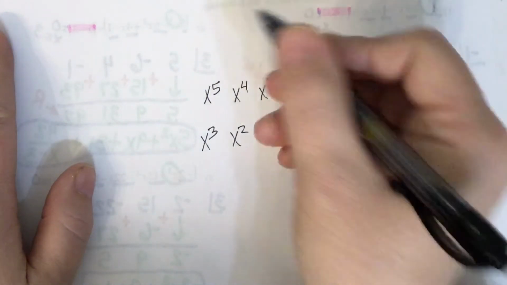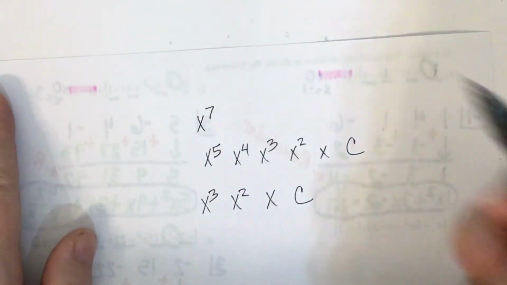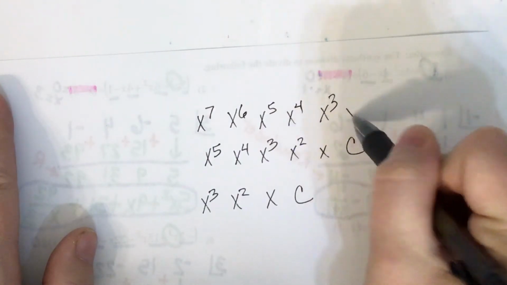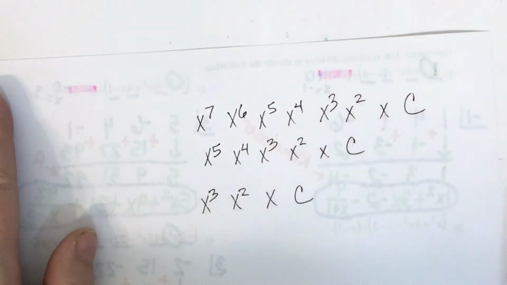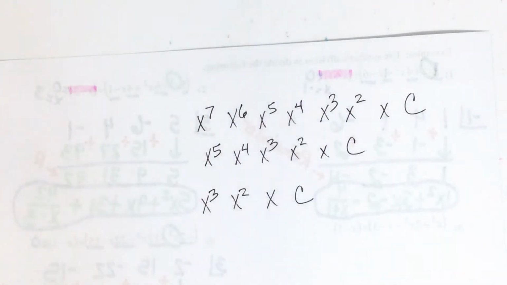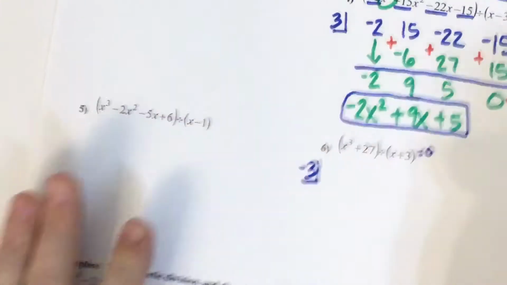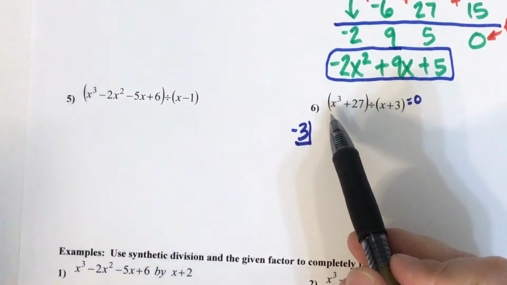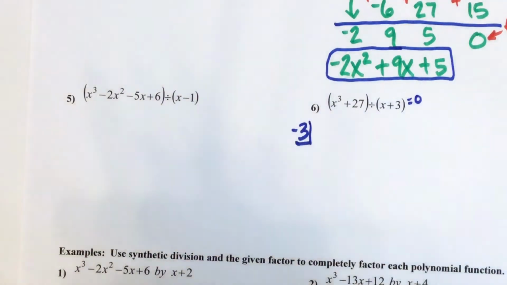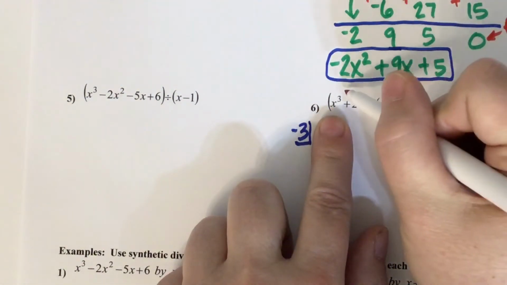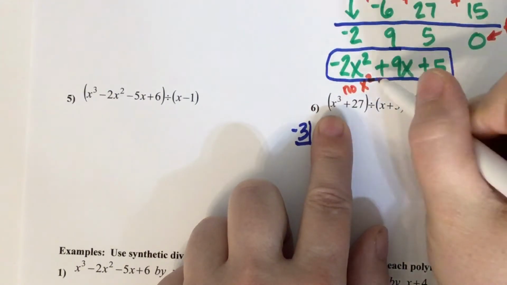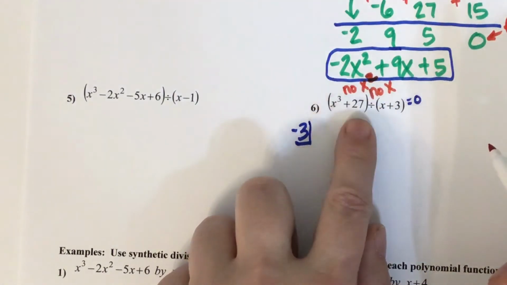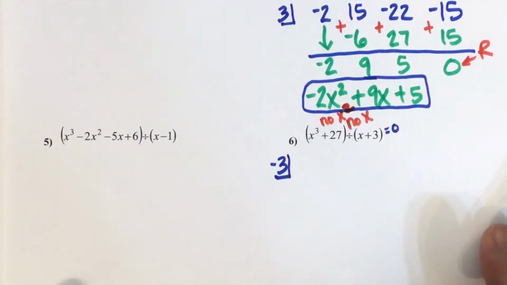So if it starts with x to the 7th, for example, it would have to have an x to the 6th, an x to the 5th, an x to the 4th, an x cubed, an x squared, an x, and a constant. So let's look at this problem. Let's see, does it have everything below it? No. It starts with x cubed, which is fine. It can start with whatever. Does it have an x squared below it? Nope, there's no x squared. Does it have the x below that? Nope, there's no x below that. And then it does have the constant. So it's missing the x squared and it's missing the x.